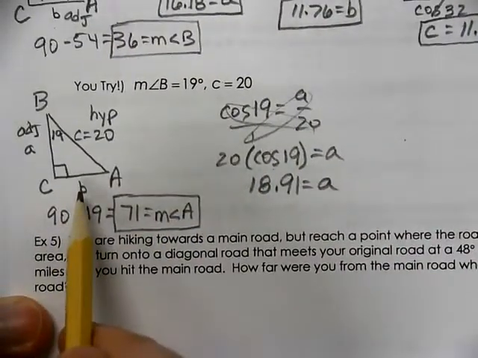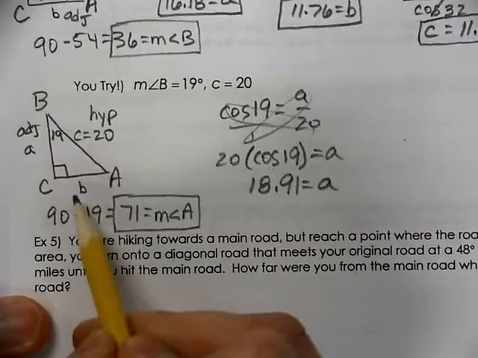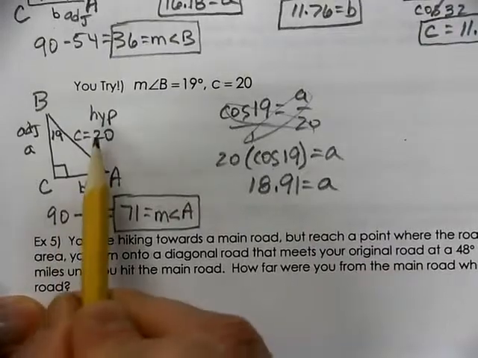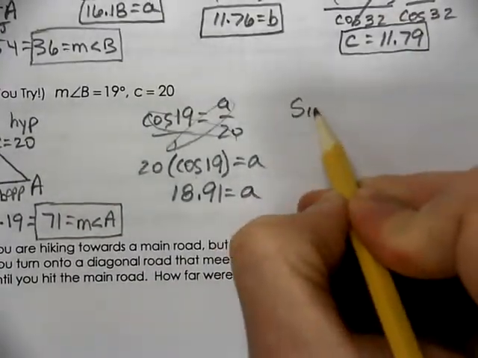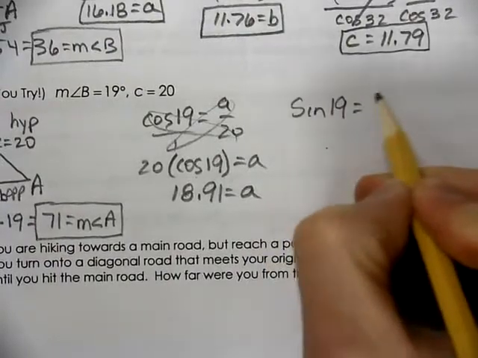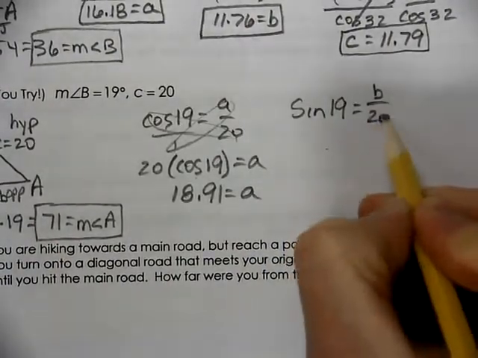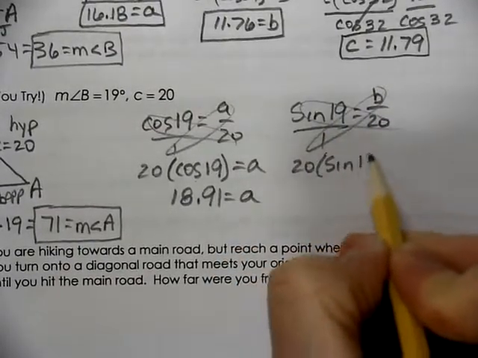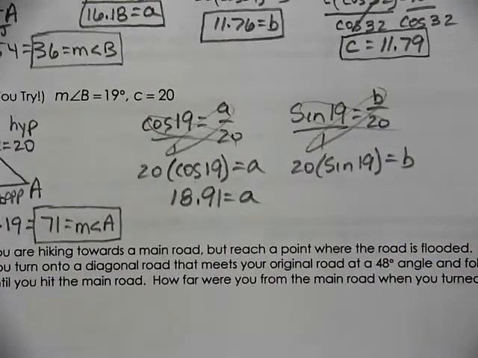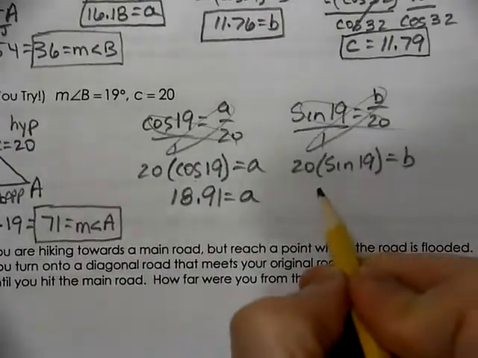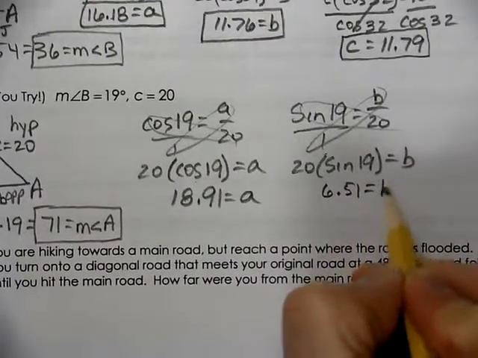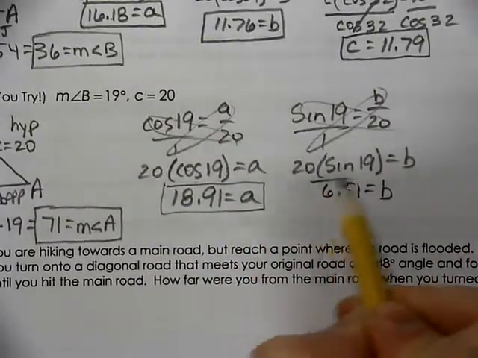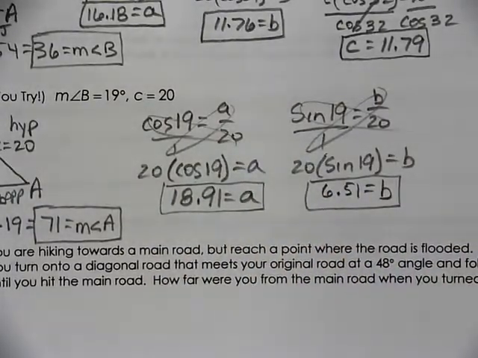Now, for us to find our missing side of B, that is opposite the 19. So that's the opposite side, and we're going to use the hypotenuse. So sine of 19 equals opposite over the hypotenuse. Cross multiply. Using our calculator, 6.51 equals B. So we know all three sides, and now we know all three angles also.